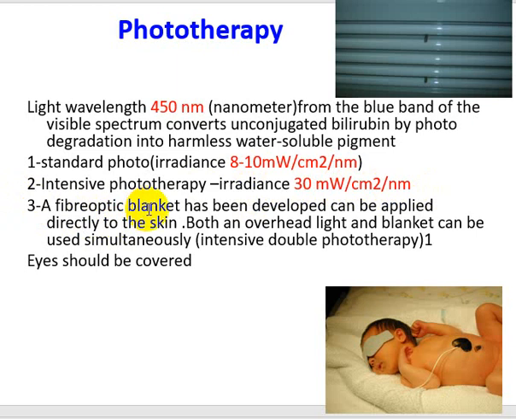We use a blanket, the baby lies on it, and over his head there is another light. This is called intensive double phototherapy. The intensive one is like a capsule put inside the baby. All the body is exposed to phototherapy. This is more in its effect.